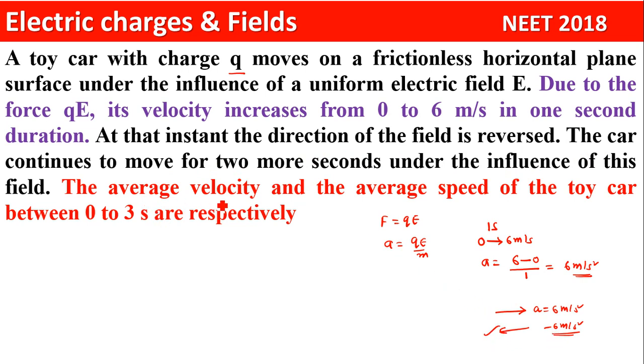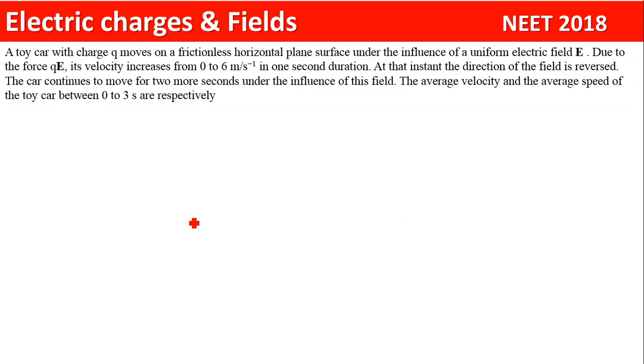The average velocity and average speed of the toy car between 0 to 3 seconds, respectively, are what we need to find out. For average velocity, we need to find the total displacement. Here you need to find the total distance. So we'll do that.